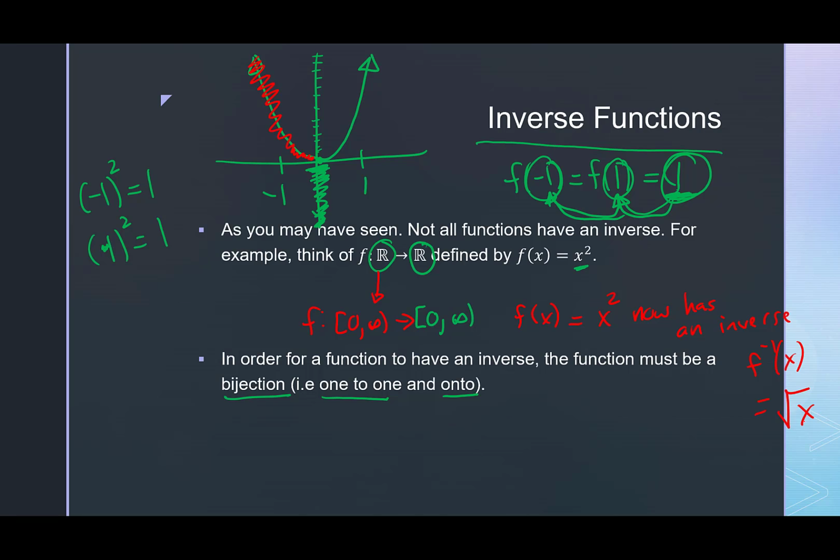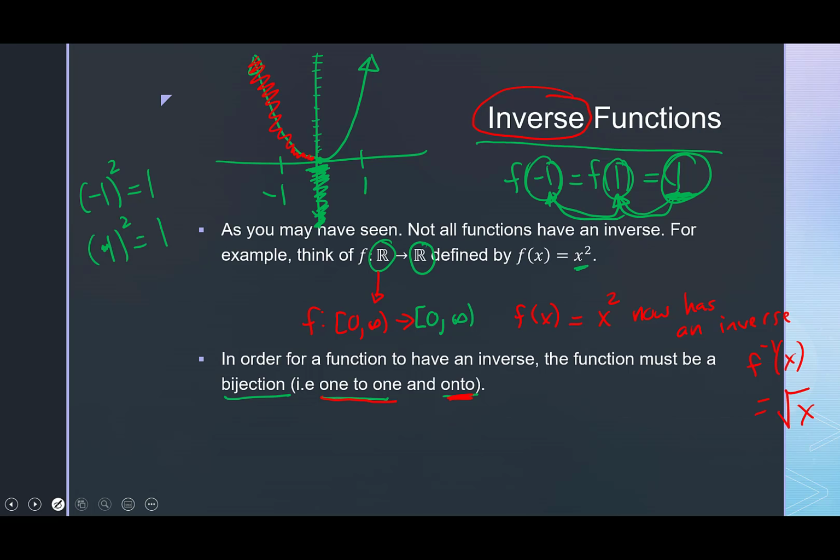But in broad strokes, for a function to have an inverse, two things need to happen. It needs to be one-to-one, which is this idea that it only takes unique inputs to unique outputs. And then onto means that everything in its range or codomain is being hit by the function, or is being outputted by the function.